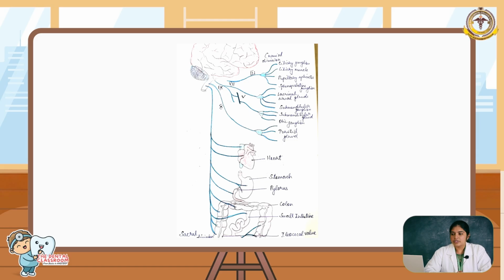This picture shows the different divisions, that is the cranial division and the sacral division of the parasympathetic system, and how they innervate the different organs of the body.